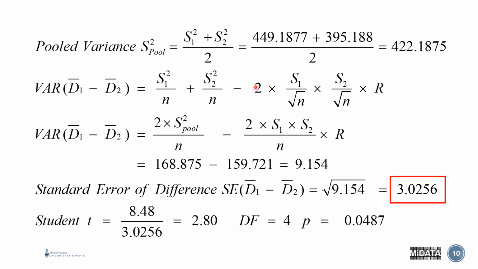So if we do, and we add on this calculation, then it's 168.875 minus what this term is, which is 159.721, and we get 9.154. So this is the variance of the difference. If we then take the square root for the standard error, we now get what we found in the paired analysis, which is 3.0256. And then when you do your student t, we get exactly what we got in the previous slide.